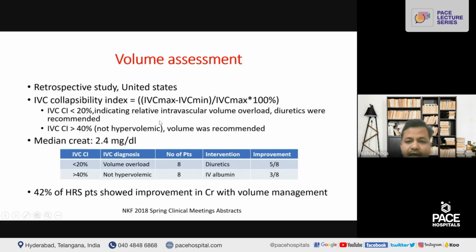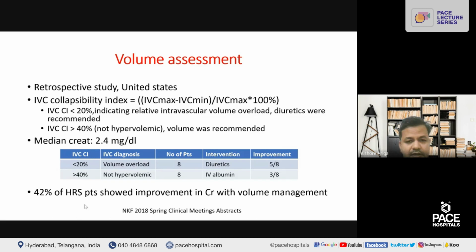volume is high, where diuretics were given. If the collapsibility is more than 40%, they labeled it as not hypervolemic and volume was given. So, in patients who were volume overloaded, of 8 patients, diuretics were given and 5 showed improvement. And based on the IVC criteria, patients who were not hypervolemic were given IV albumin. So, 3 showed improvement in the creatinine. So, according to them, 42% of the HRS patients showed improvement in creatinine with volume management.